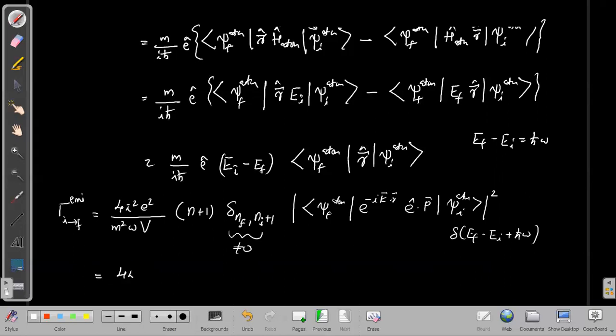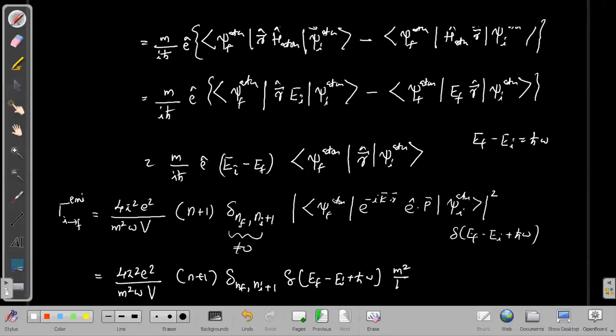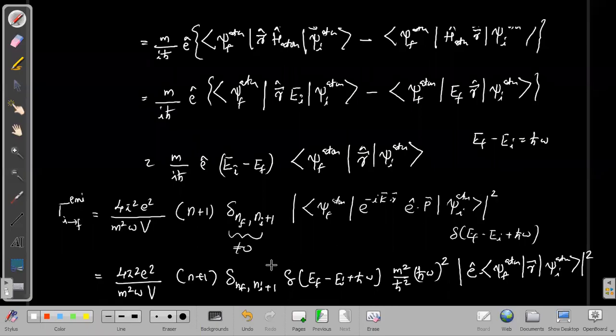Okay, so therefore the result would be 4 pi square E square by M square omega times V, n plus 1, delta n_f comma n_i plus 1, delta EF minus EI plus H cross omega. Then there will be M square by H cross square, H cross omega square. Then there would be mod square of E dot R between psi f atom and psi i atom. So there we got a very detailed expression for the transition rate for emission using the dipole approximation.